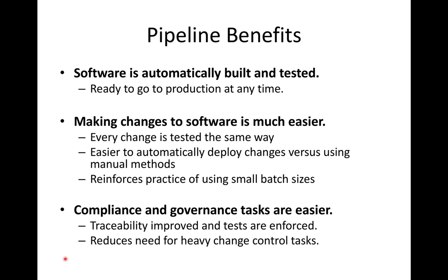The deployment pipeline has a number of benefits. Every single time we make a code change, our software is going to be automatically built and tested. That means that we know if our software is ready to deploy into a production environment. And every single change we make is tested over and over and over again. So we have great assurance that our software is production ready. The pipeline also makes changes to software much easier because every single time we make a change, our deployment pipeline is triggered and our software is tested the same way.